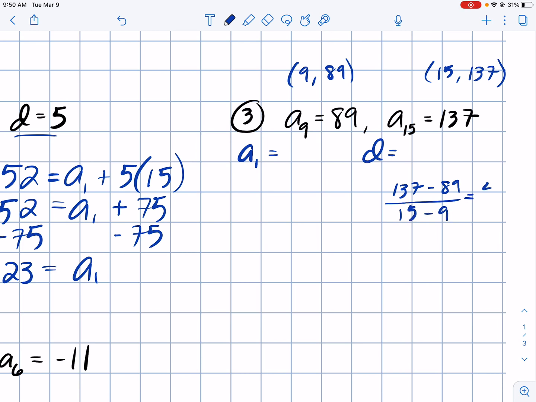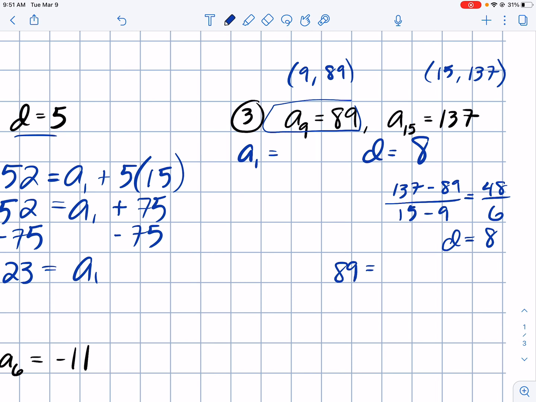This gets us 48 over 6. Great, so we know our common difference is 8. We still need to find term 1. So you can pick either one of these points. Let's just do this one with smaller numbers and plug it into our equation.